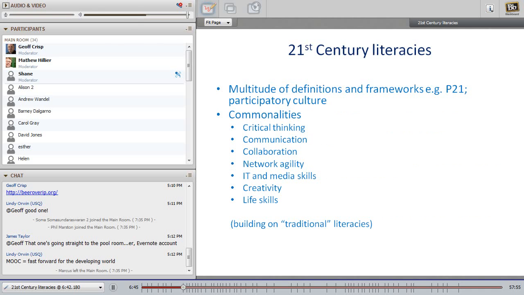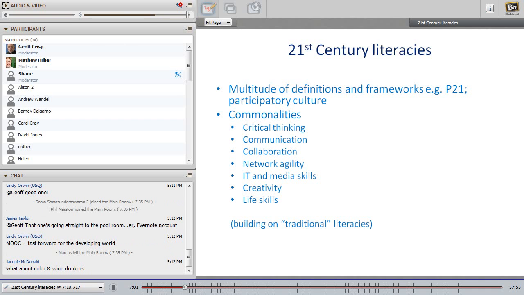So what are 21st century literacies? And there's 1,000,001 definitions and frameworks. For example, you can go and see the P21 or Henry Jenkins' participatory culture. But a lot of the commonalities through these are around what they call the 7 Cs of 21st century: critical thinking, communication, collaboration, network agility, IT media skills, creativity, and lifelong learning skills.